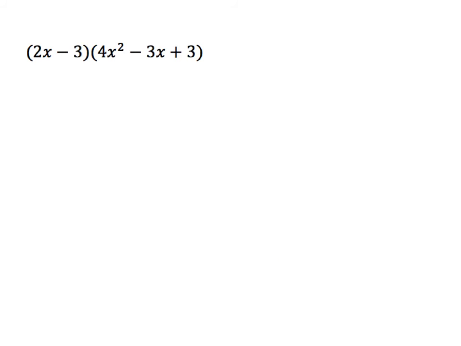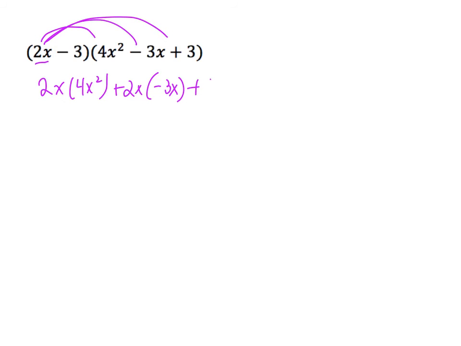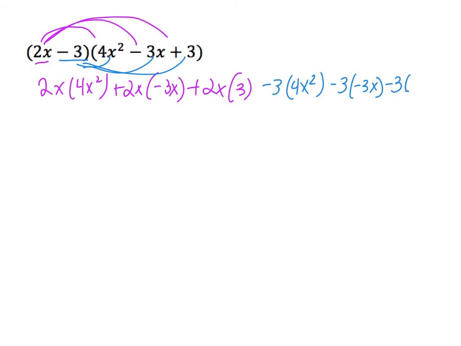We'll do this one more time. Now we have a negative, so just be careful when you're distributing that. Looking at this first one, I'm going to distribute 2x to each of the ones on the right hand side. So we have 2x times 4x squared plus 2x times negative 3x plus 2x times 3. Then I'll go into the other side, negative 3 now times each of these. Negative 3 times 4x squared minus 3 times negative 3x minus 3 times 3.